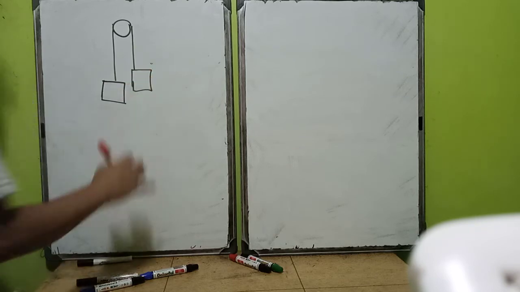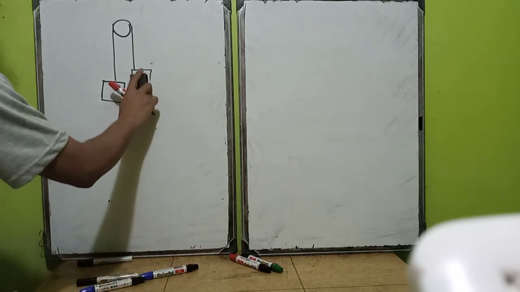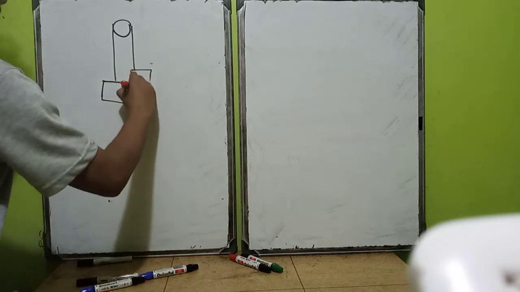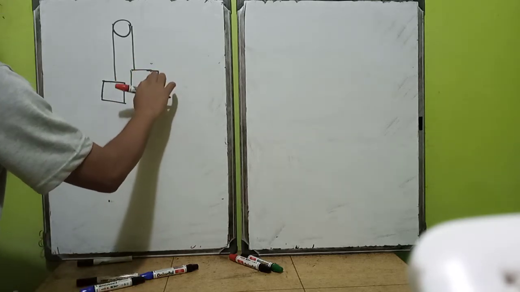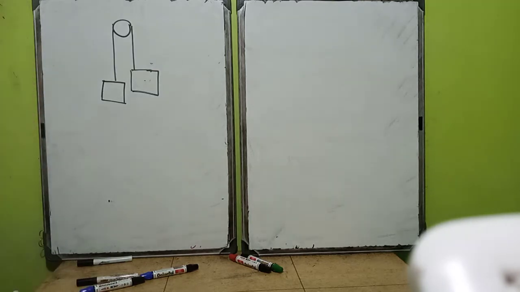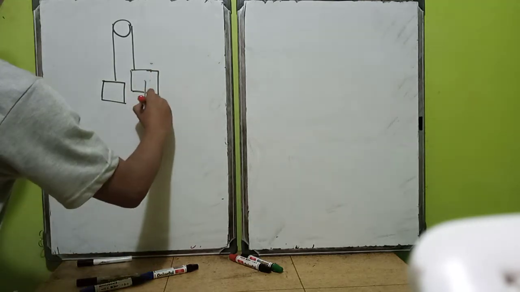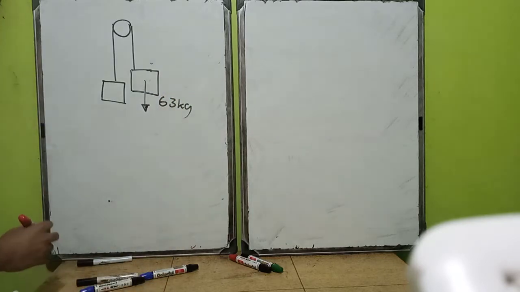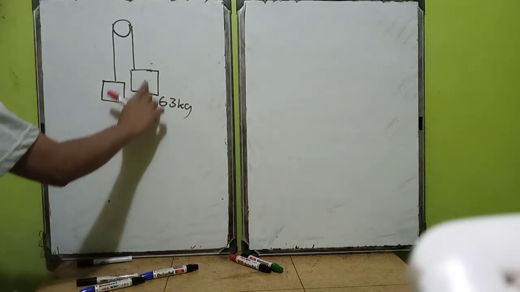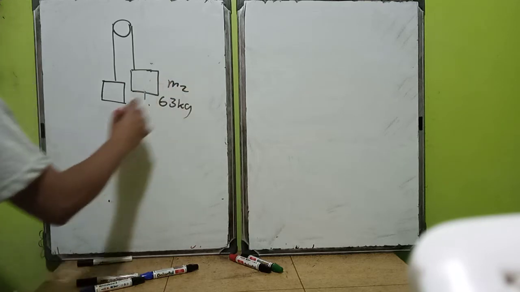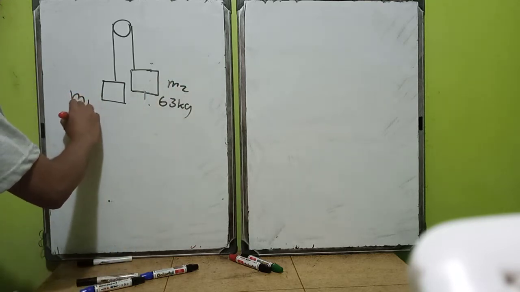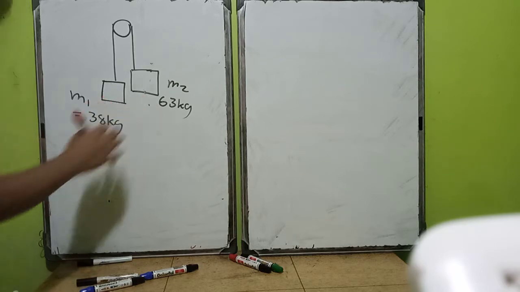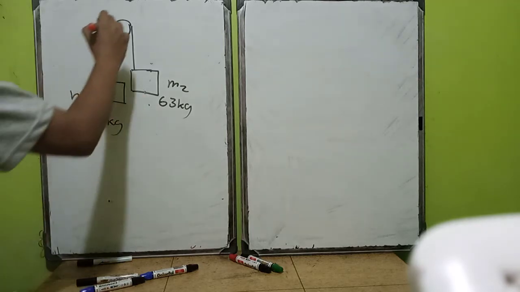So let us say one is heavier than the other. Let us say this one is about 63 kilograms, while this, let us say this is mass 2. Let us say we have mass 1 at 38 kilograms. Okay, so how do we solve this one?